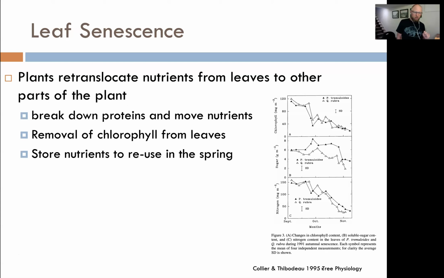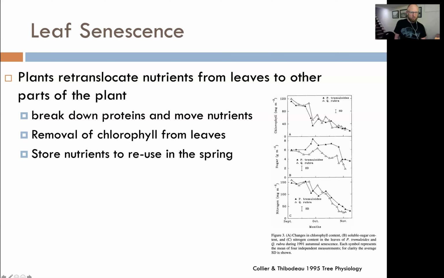This figure on the right shows some of the processes trees are doing in the fall in order to get ready to senesce their leaves, because they're going to drop their leaves. We know that deciduous angiosperms in general have a lower LMA and invest less in their leaves than evergreen gymnosperms. But they still invest in their leaves, and so they try to get some of those resources back out of the leaves before they drop them.